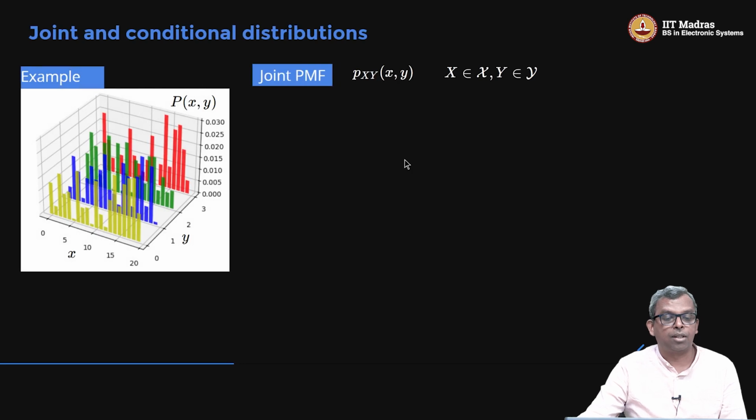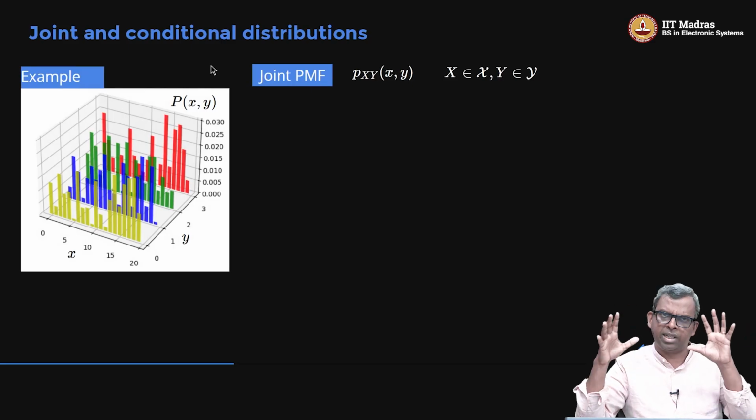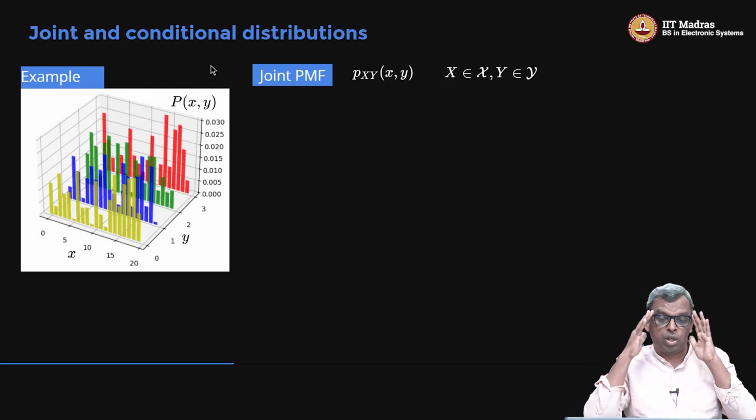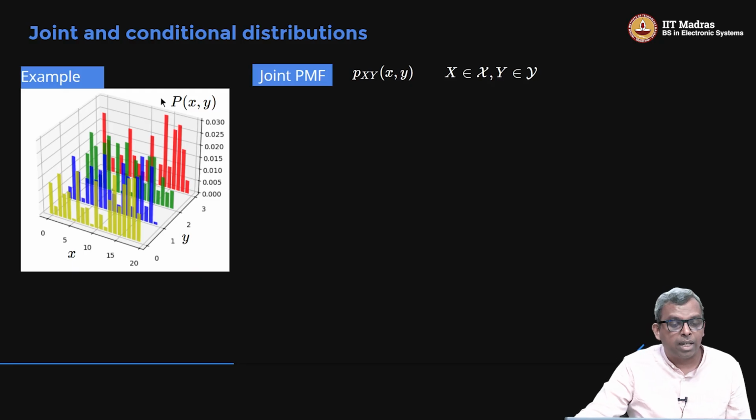Let me start by reminding you about joint and conditional distributions. Particularly, I want you to picture this. This picture is very good to have when you want to think of conditional things. Here is a picture of a joint PMF P_XY of x comma y. This is a 3D plot. I have values of x here and values of y here. From this picture you can see y takes 4 values: 0, 1, 2 and 3. And x takes many values, from 0 all the way to 20. So, 0, 1, 2, 3 for y and 0 to 20 for x.